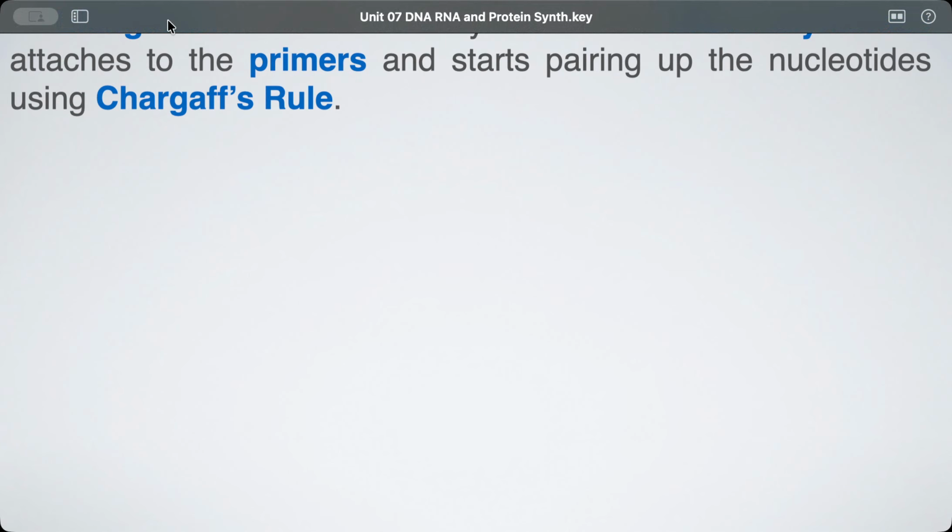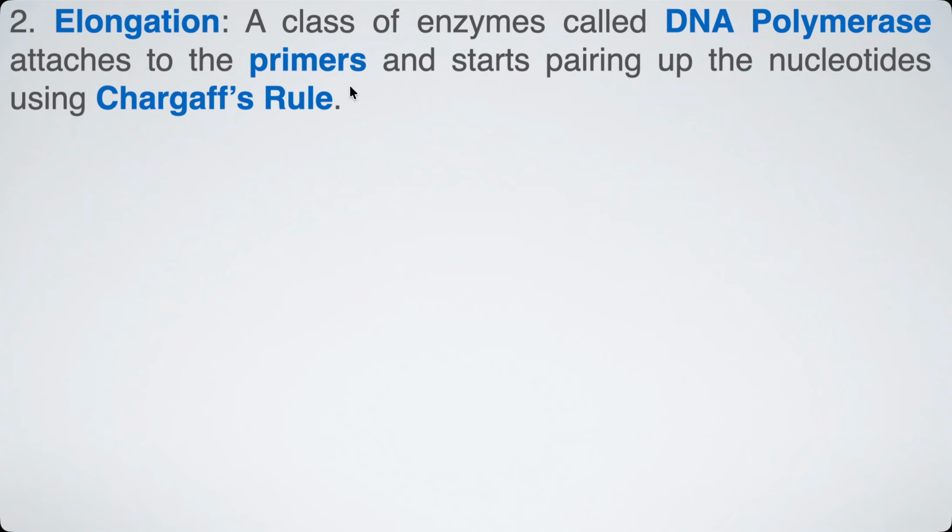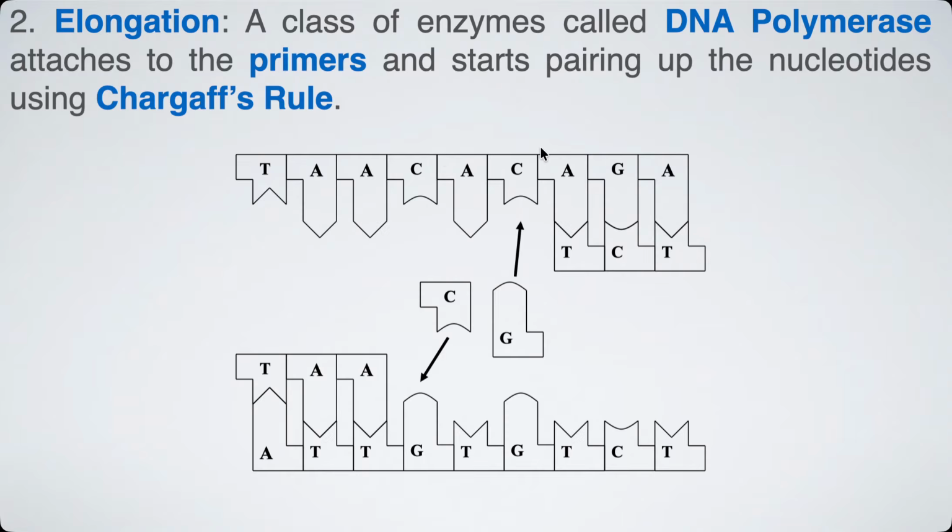Now, what's the second step? The second step is elongation. During elongation, there's a class of enzymes called DNA polymerases, and they attach to the primers. When they attach to the primers, they start pairing everything up according to Chargaff's rule. In other words, if it sees an A, it's going to grab a T and pair it up with that. If it sees a G, it's going to pair it up with a C. If it sees an A, a T. If it sees a C, a G. It works its way down the DNA strand that has been opened up by helicase.